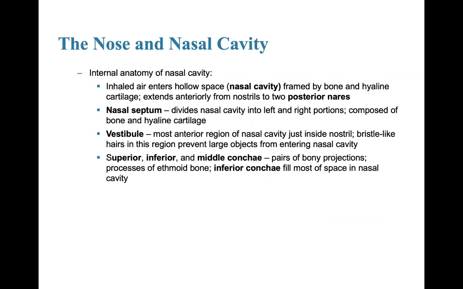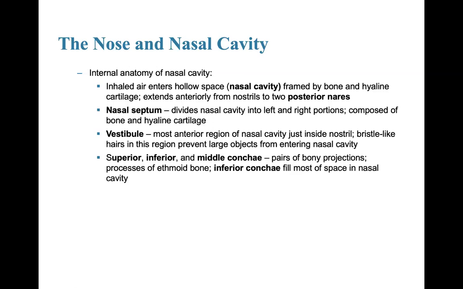Now looking at the internal anatomy of the nasal cavity, inhaled air enters the hollow space referred to as the nasal cavity, framed by bone and hyaline cartilage. It extends anteriorly from the nostrils to the two posterior nares. The nasal septum will divide the nasal cavity into left and right portions, composed of bone and hyaline cartilage. The vestibule is the most anterior region of the nasal cavity, just inside the nostril. Bristle-like hairs in this region will prevent large objects from entering into the nasal cavity.